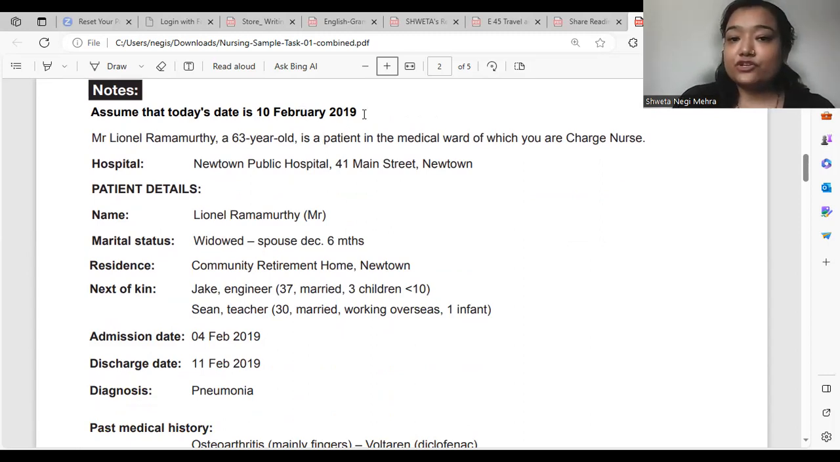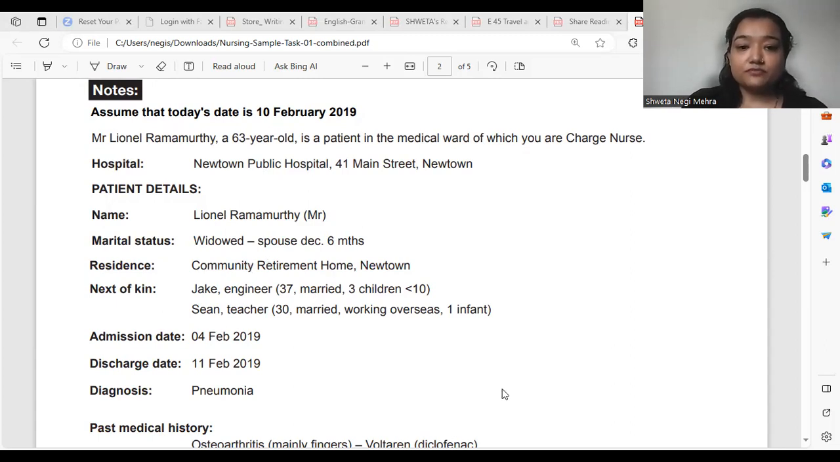So, 10 February 2019. Mr. Lanan Ramamurthy, a 63-year-old, is a patient in the medical ward of which you are charge nurse. So you are the charge nurse and he is a 63-year-old patient there. The hospital is Newton Public Hospital. The patient's details are given. He is a resident of Community Retirement Home, Newton, so he is in the same city and lives there.